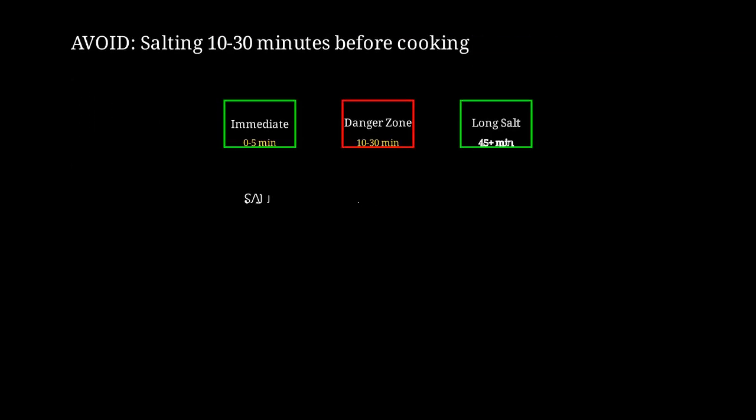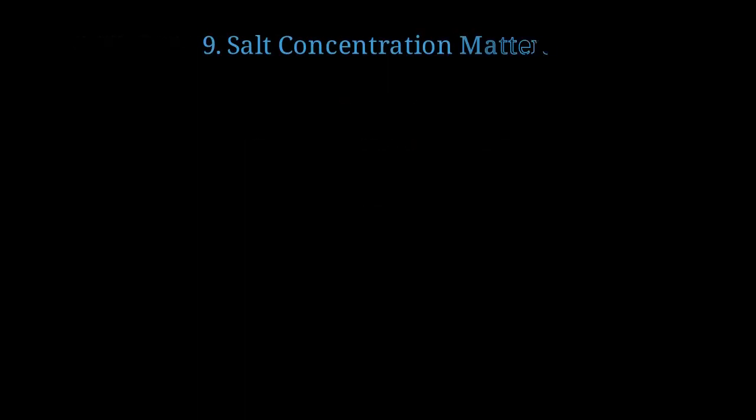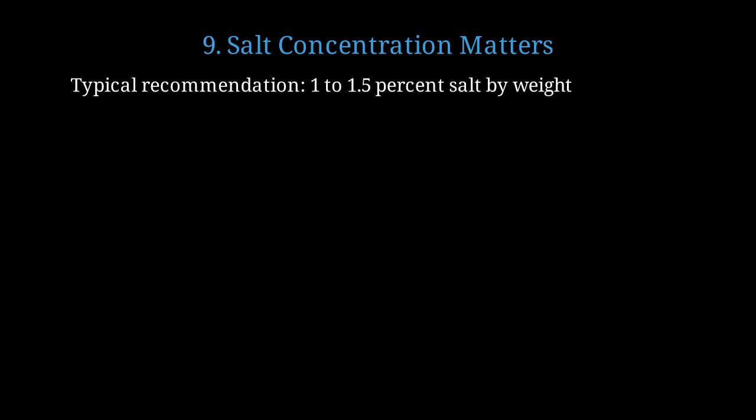Here's your visual guide. Immediate salting is safe. 10 to 30 minutes is the danger zone to avoid, and 45 minutes or longer is best for optimal results. The amount of salt you use also dramatically affects the process dynamics. The typical recommendation is 1 to 1.5% salt by weight of the meat. For a 500-gram piece of meat, that's 5 to 7.5 grams of salt.